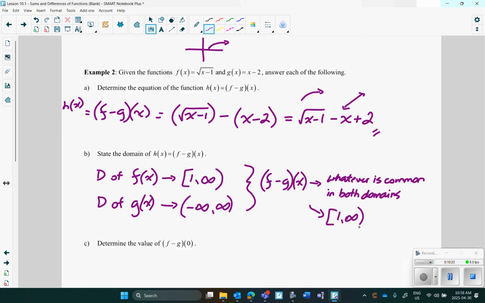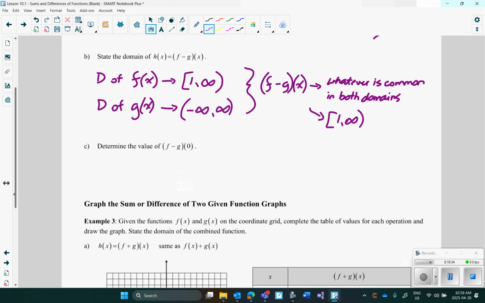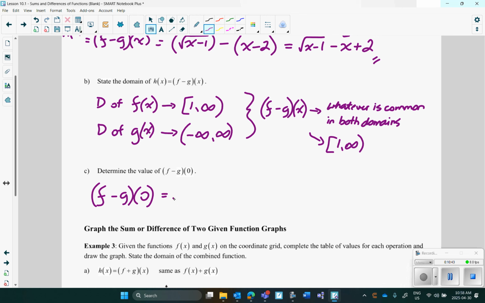And again, you could be asked to evaluate. So just plug 0 into here and calculate. So f minus g of 0 is just going to be square root of 0 minus 1 minus 0 plus 2. It's just the pipes.